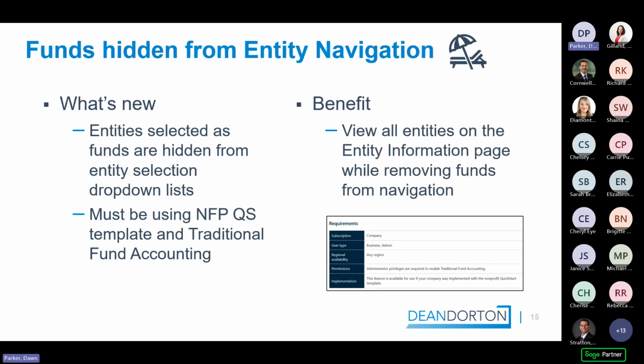If you're a nonprofit and you took advantage of the nonprofit quick start template, entities selected as funds are now hidden from your entity drop-down list. And the benefit of that is it allows you to view all of your entities on the entity information page while removing funds from that navigation. So it somewhat splits up your funds and entity navigation to keep those separate if that is something that you need as a nonprofit.